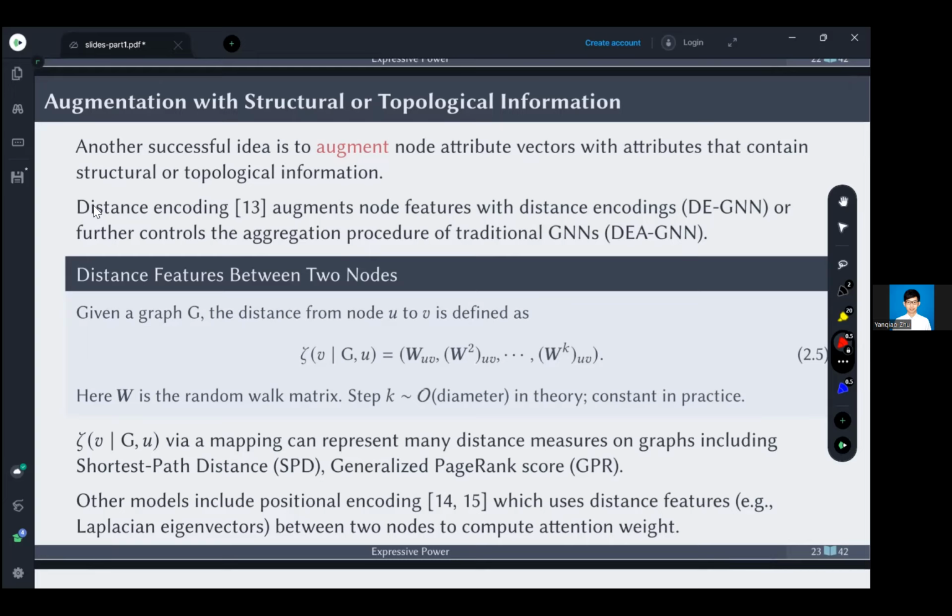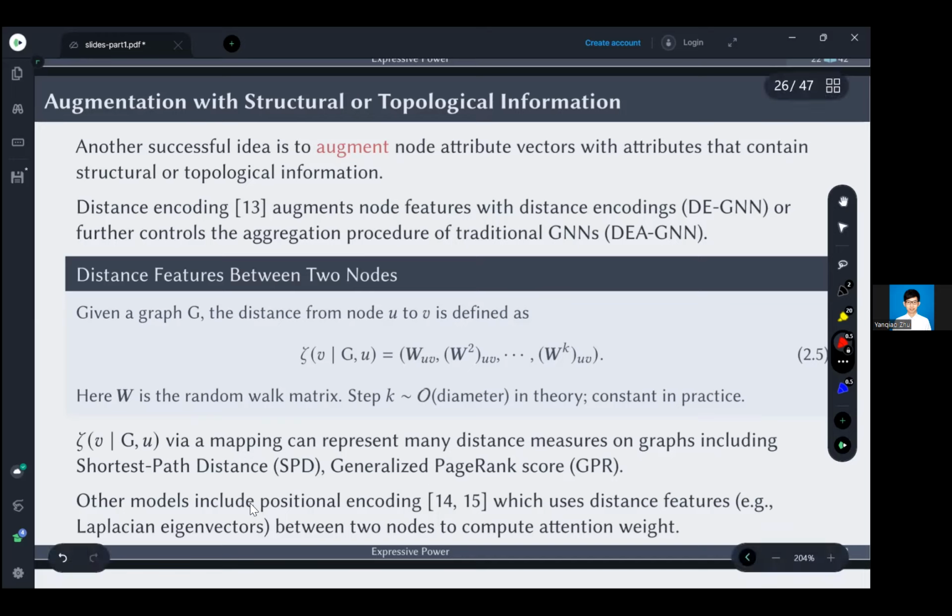This distance encoding function, you can just imagine it as some random walk matrix, or some shortest path distance, or some generalized or personalized PageRank score. You just need to augment or concatenate the distance to the node features, and it will give you better computational power of your neural network model.